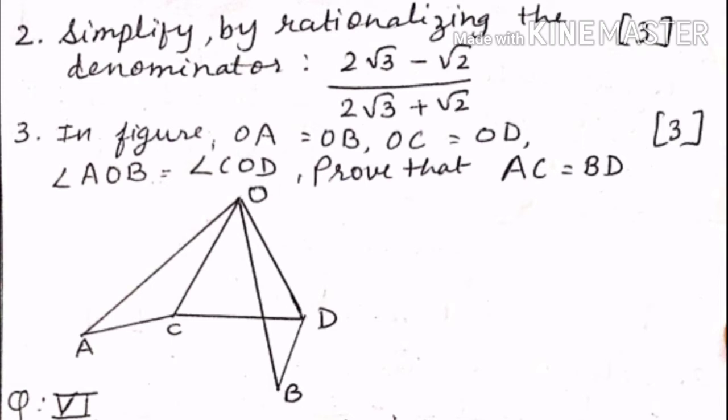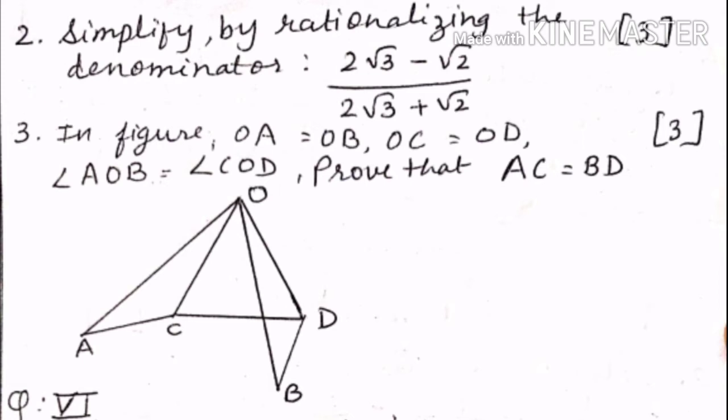This year you have only the first exercise in your syllabus of chapter number 8. So exercise 8a you have to prepare thoroughly, and this has prove that type of questions in the full exercise. So students, here in the question it is given OA is equal to OB and OC is equal to OD. So angle AOB is equal to angle COD. Prove that AC is equal to BD.